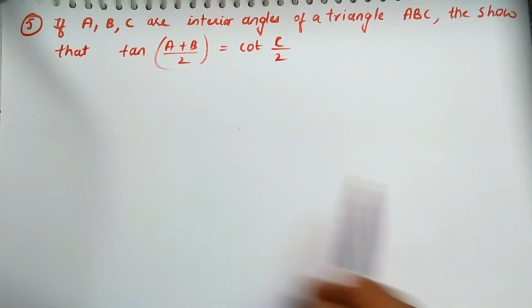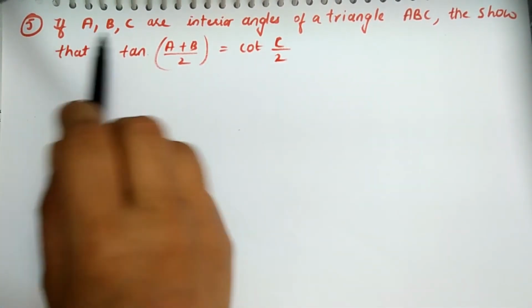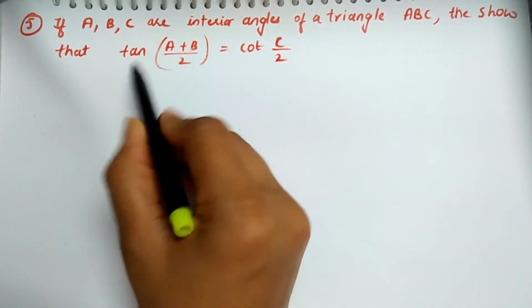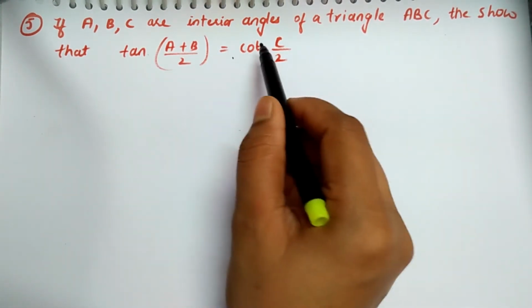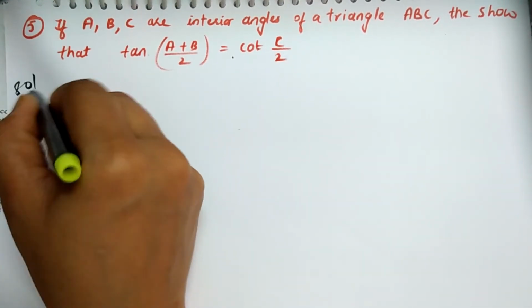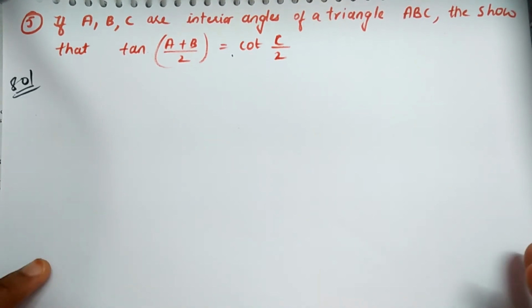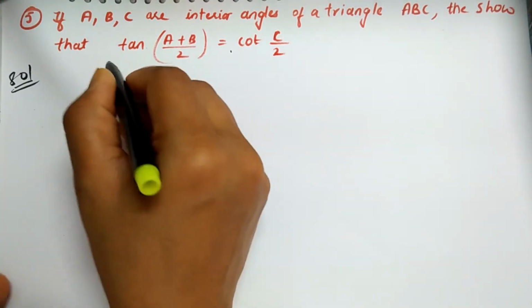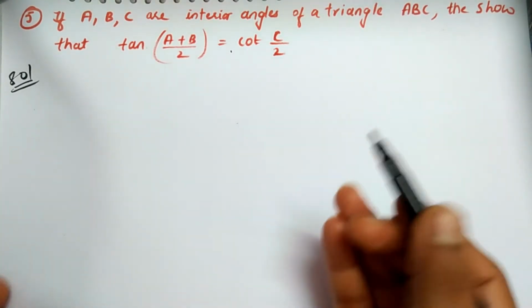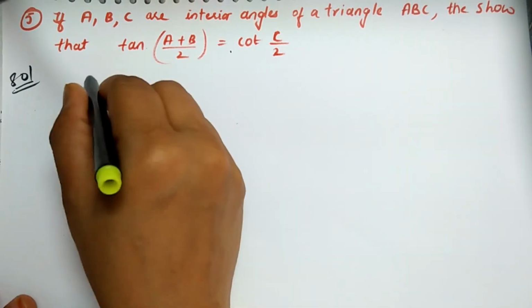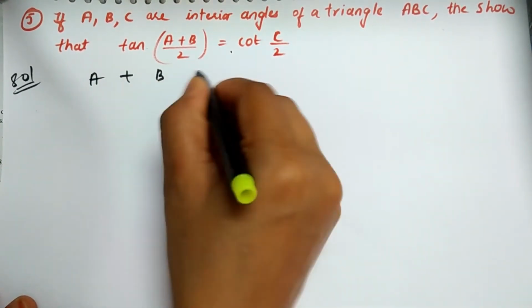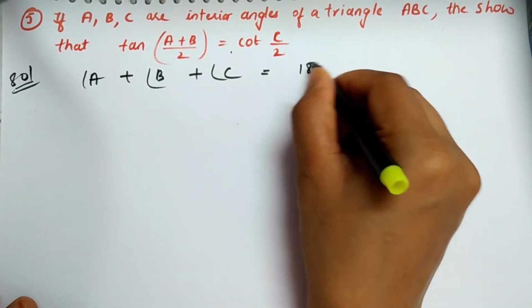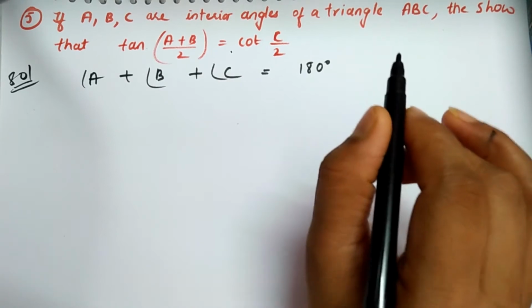Now we move on to the fifth problem. If A, B, C are interior angles of triangle ABC, then show that tan of (A plus B) by 2 equals cot of C by 2. In this problem, there is no need to worry. Interior angle basically means the angle we are dealing with. During the explanation of the formulas, I said that A plus B plus C angles will be equal to 180 degrees. Did I say that? Yes, I did.